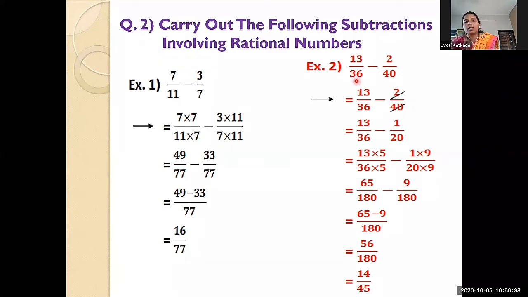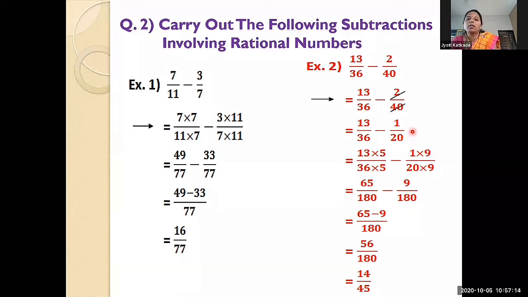Then the second example, 13/36 minus 2/40. Here also the denominator is different. But see, if we can cut the value, then cut it. Suppose we can divide 40 by 2, meaning 2 1s are 2 and 2 20s are 40. Then we get 1/20. Then our example is 13/36 minus 1/20.